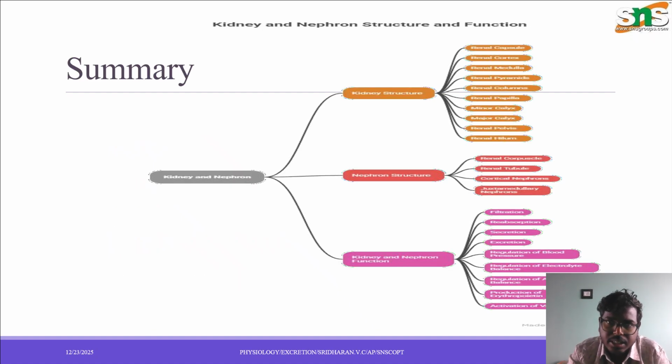This summary shows that the kidney and nephron are collectively divided into three different segments: kidney structure, nephron structure, and kidney and nephron functions. This flow chart shows the structure of the kidney and the nephron structure, and finally the functions of the kidneys and nephrons.